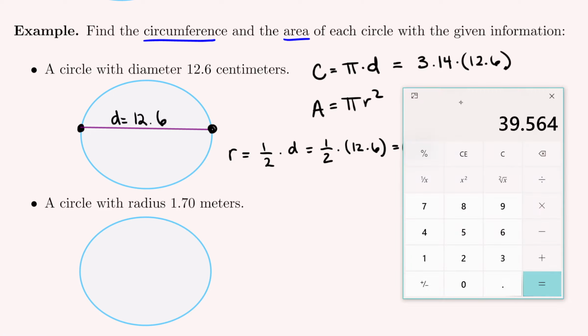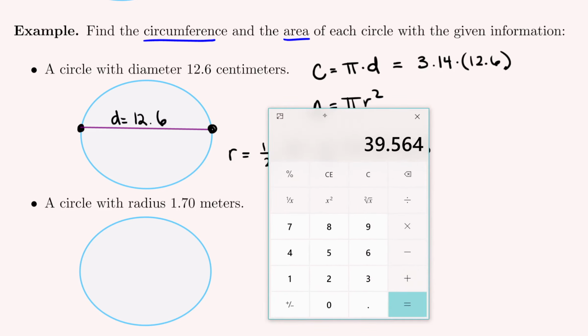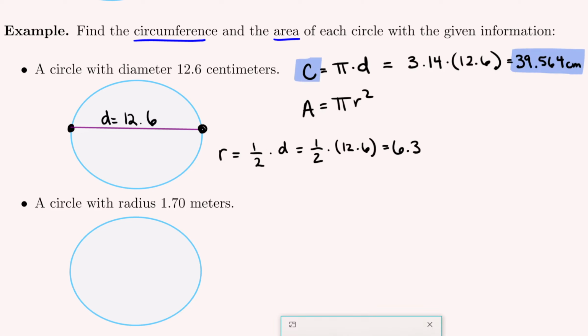And when we multiply 3.14 times 12.6, we get 39.564 as the circumference. Now, circumference is a distance, so this will be in the linear units, so just centimeters. Next, let's find the area.